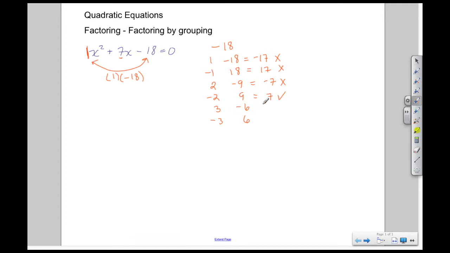And then let's look at the last two. I have 3 minus 6 to give me a negative 3. Again, not what I'm looking for. And then negative 3 plus 6 to give me a positive 3. So here we see that the two factors that we need will be the negative 2 and the positive 9.